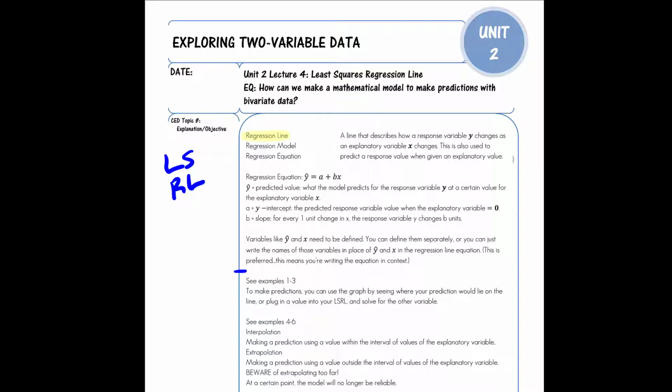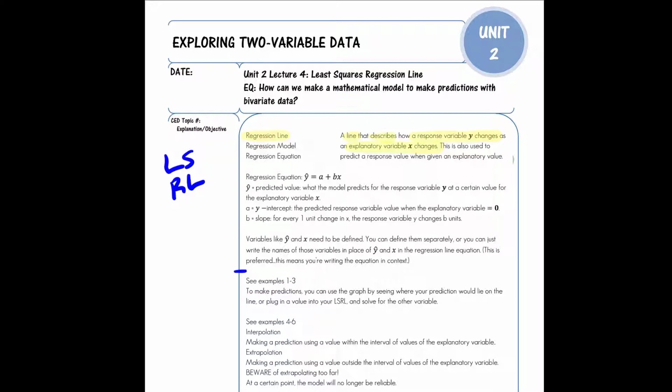So you need to know that a regression line is simply that. It's a line, but it describes how a response variable y changes as an explanatory variable x changes. That's what a line does: it tracks change. As the x variable increases, the y variable is going to either increase or decrease, and if it's a line, it's going to do so by a consistent amount.